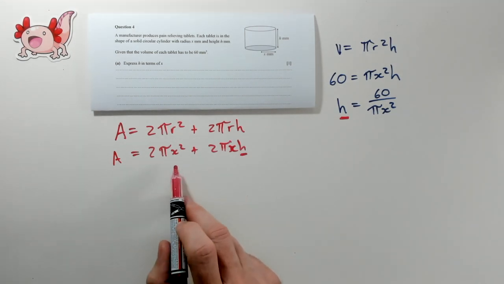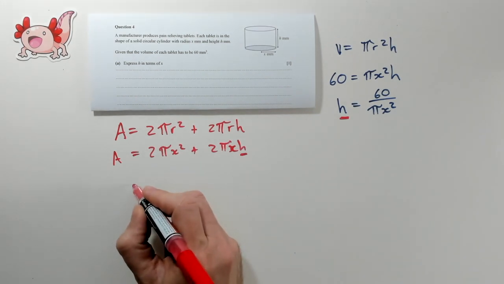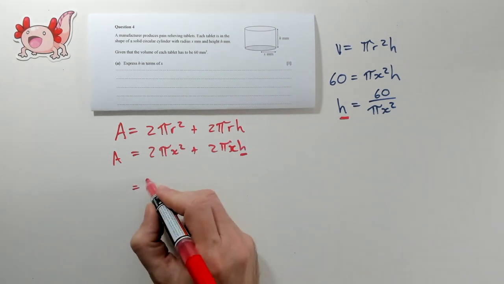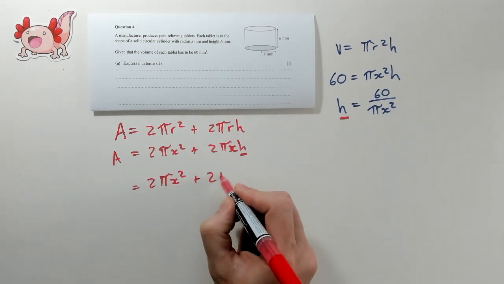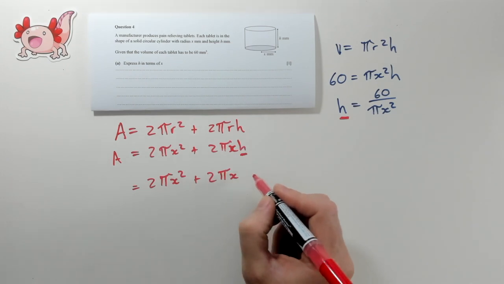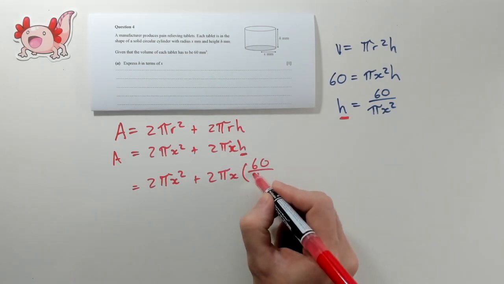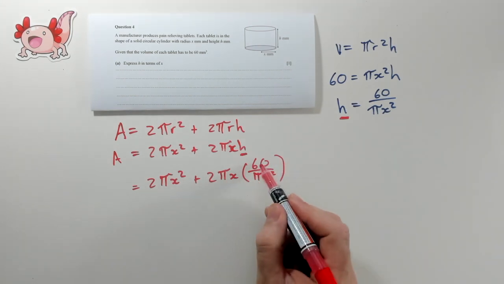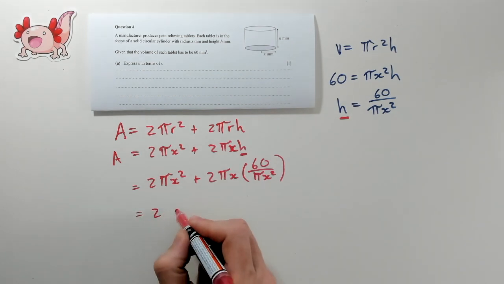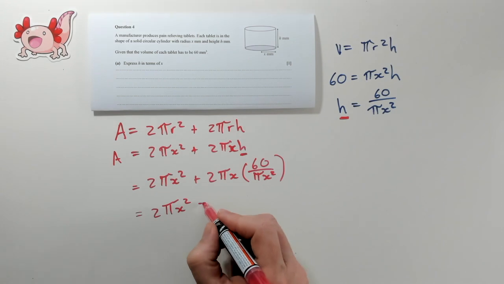I don't want area in terms of x and h. So that's kind of the endpoint we have here. Now I'll just put in my 2 pi x squared, that didn't change, and the 2 pi x is just going to look like that, and then I'm going to put in 60 over pi x squared. So the 2 times the 60, let's just write this again.